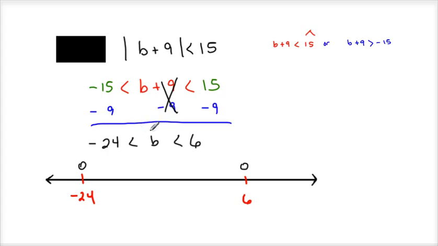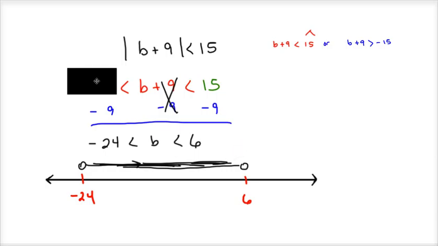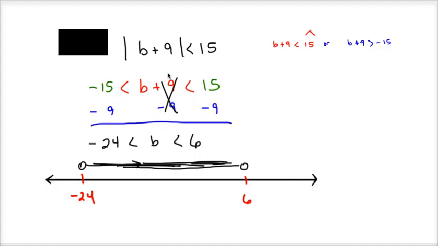Reading from left to right, or reading backwards, b is greater than negative 24 going this way. B is less than 6 going this way. So I have an overlap here in the middle. So my solution set is between negative 24 and positive 6, without negative 24 and positive 6 being inclusive. Alright, so block out one section, but you could do the same thing simultaneously and get your solution that way.